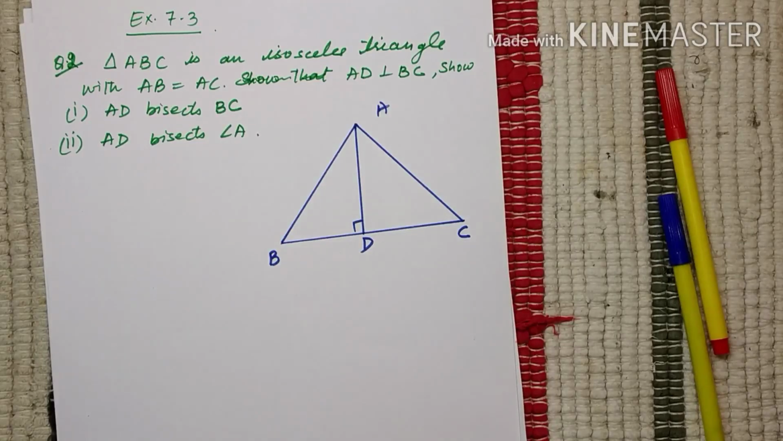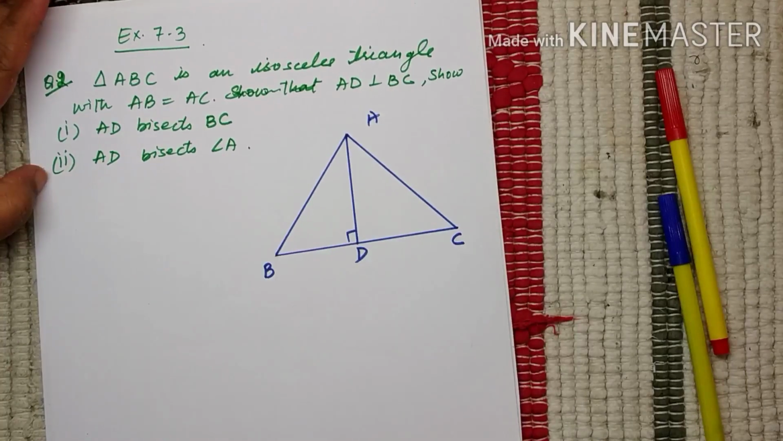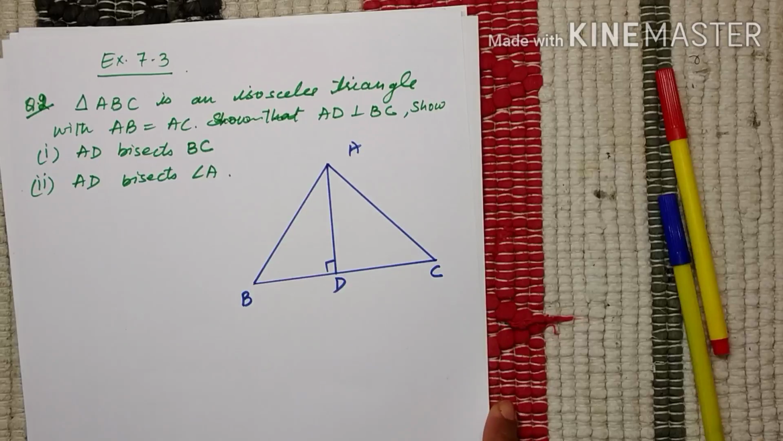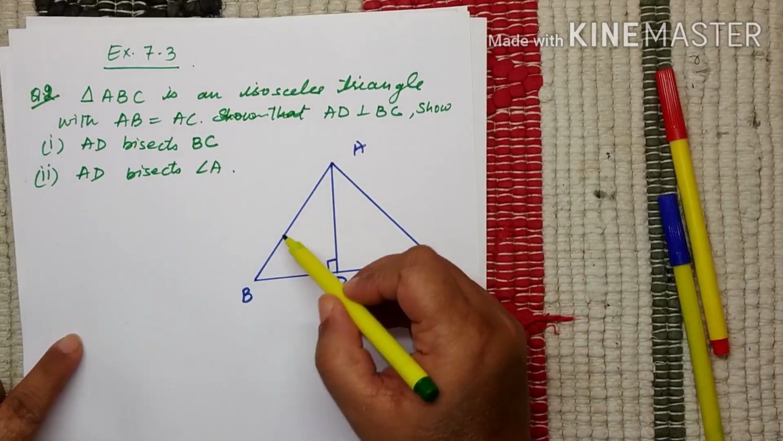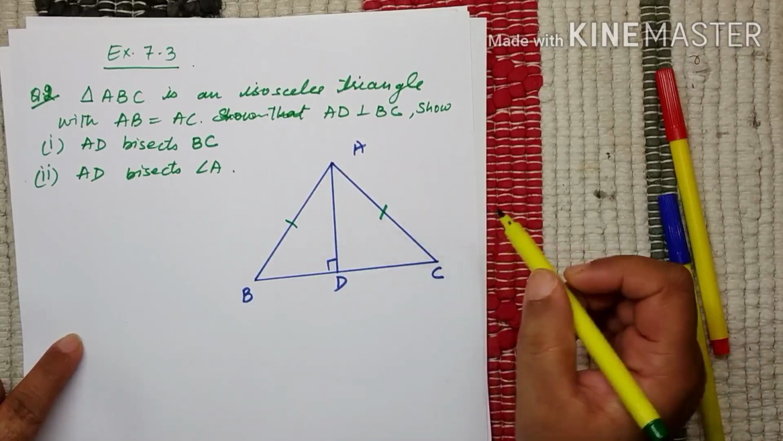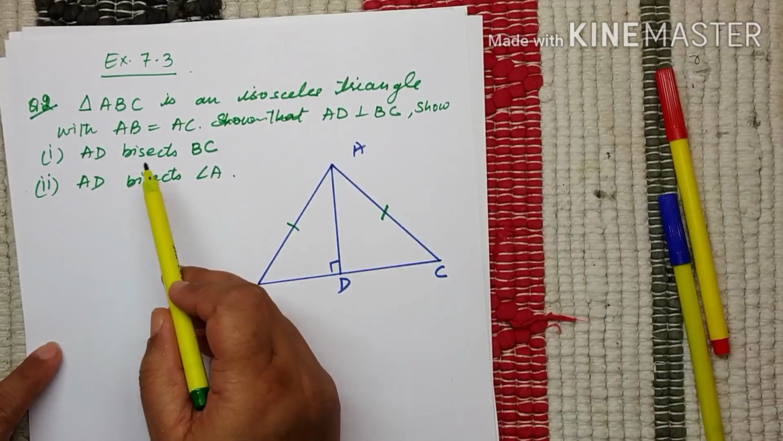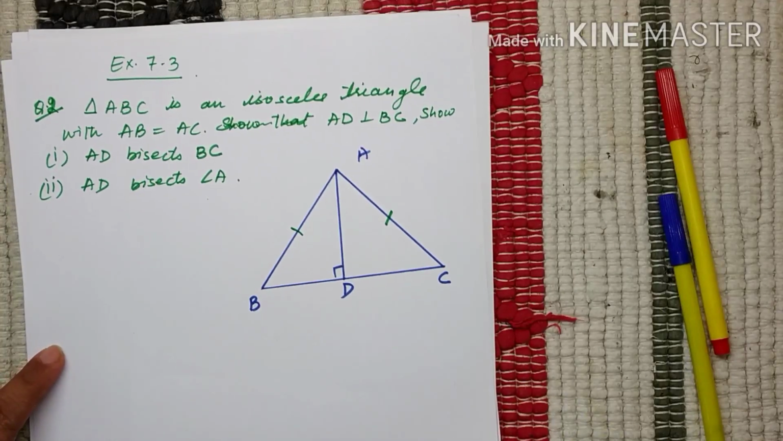Welcome students. Today we are going to do exercise 7.3, chapter 7, triangles. Now the second question, continuing with that second question, it says: in triangle ABC, an isosceles triangle with AB equal to AC and AD perpendicular to BC. We need to show that AD bisects BC and AD bisects angle A.